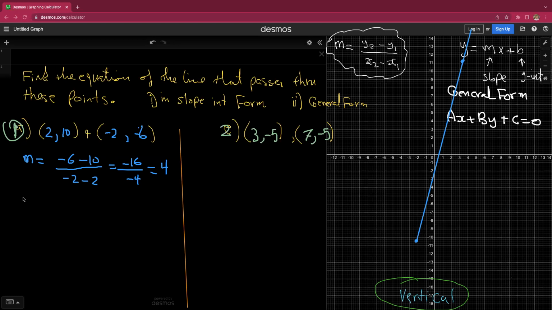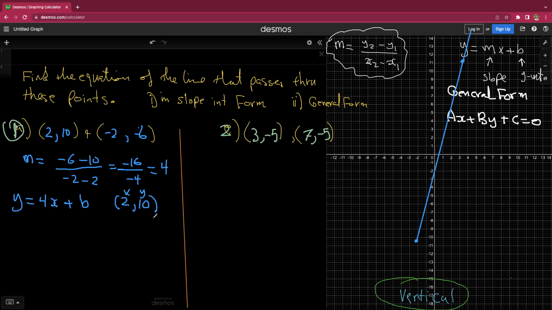So now, after finding 4 there, I'm going to write y equals 4x plus b. Now, Nigar, which point do you want me to use to find out what b is? You choose the point. Tell me the whole point. 2 and 10. Okay. So I'll use 2 and 10 as x and y to solve for b.